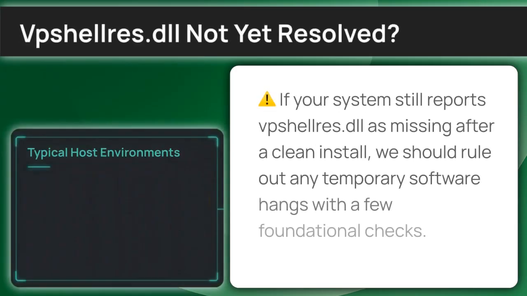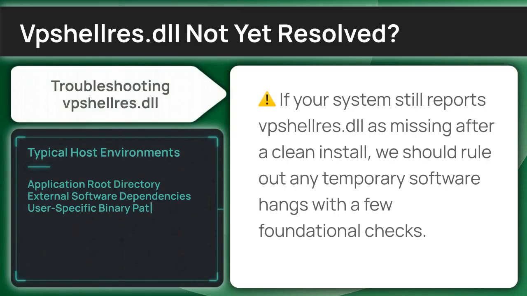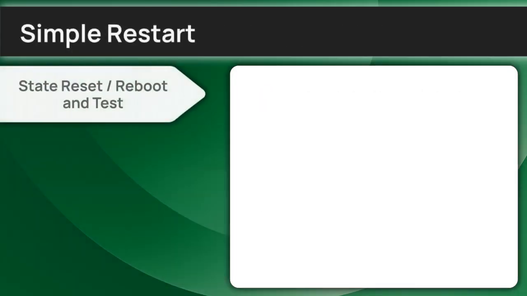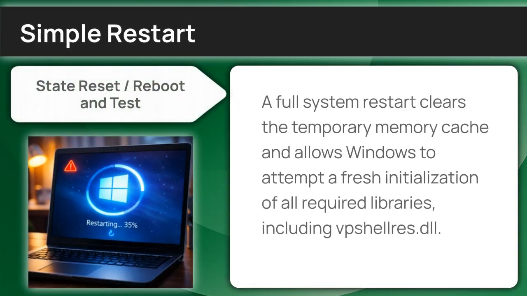If the redistributable repair didn't resolve the pop-up, the next logical step is to analyze the local environment for process conflicts. A system reboot is a reliable way to clear away zombie processes that might be interfering with Vpshellres Resource. It's a low-impact step that ensures your operating system is starting with a synchronized environment.